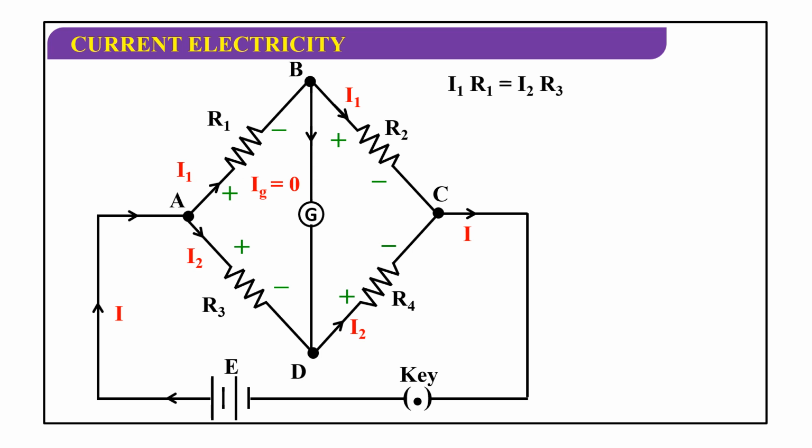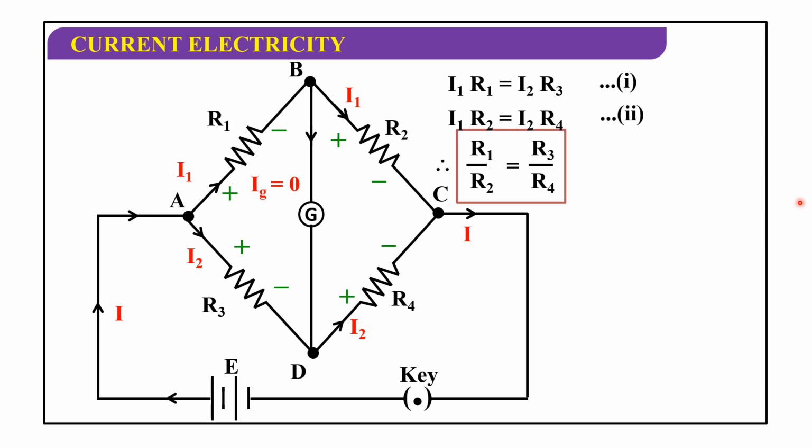Now I1 R1 is equal to I2 R3, equation 1, and I1 R2 is equal to I2 R4, equation 2. Now I am dividing equation 1 by equation 2. I1 cancels on the left hand side, so R1 by R2. Similarly, I2 is cancelled on the right hand side, so we get R3 by R4. So this is the expression, and this is only true if IG is equal to 0, that means VB and VD are the same.